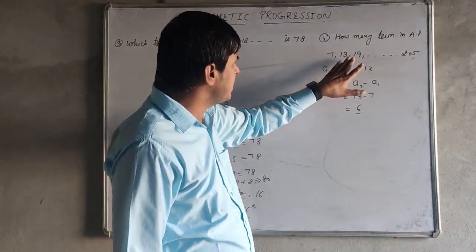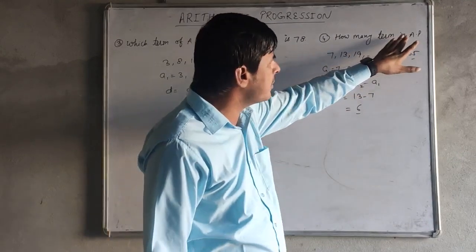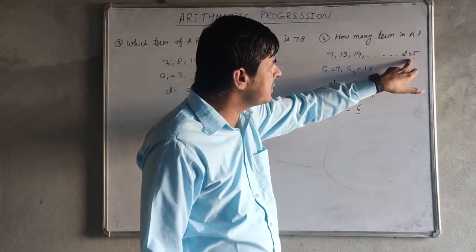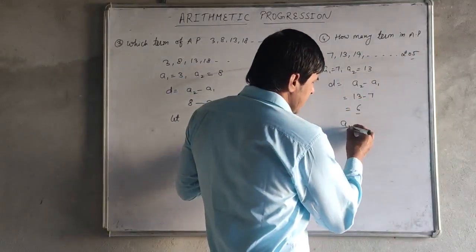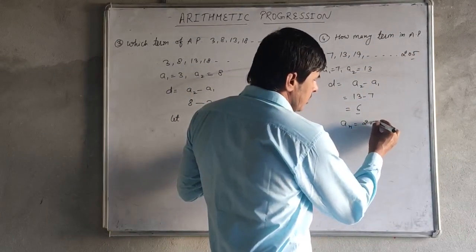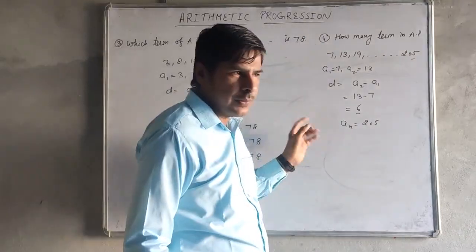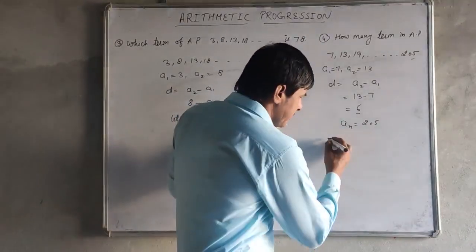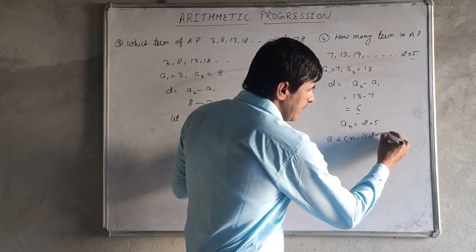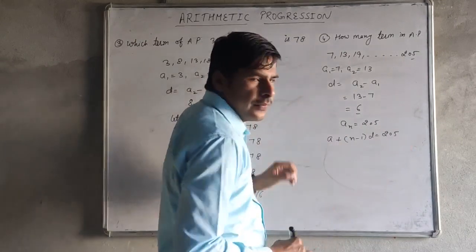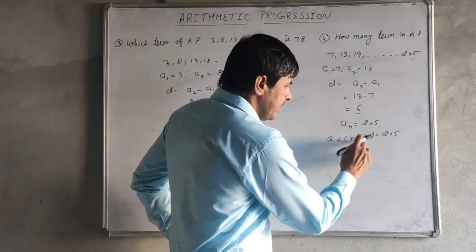And in this series, how many terms of the AP? The series gives the last term. What is the last term? an equal to 205. We put the value of an. a plus (n minus 1)d equal to 205. Put the value of a and d.